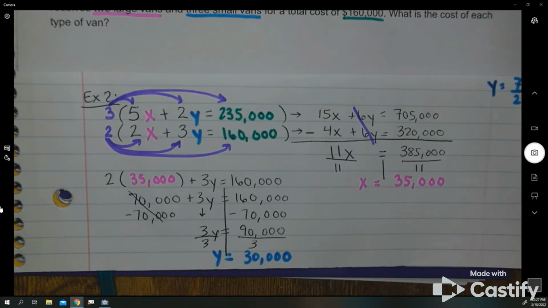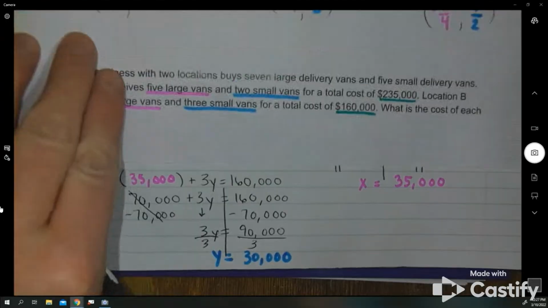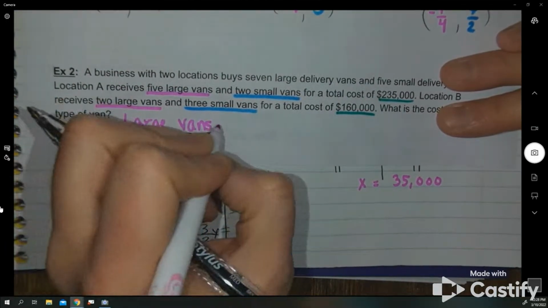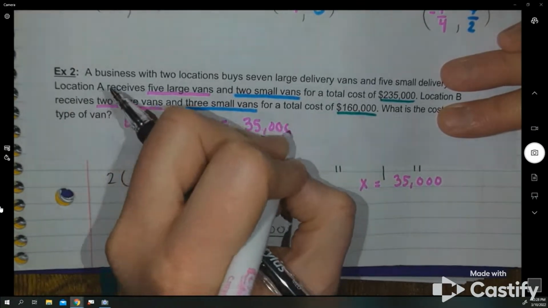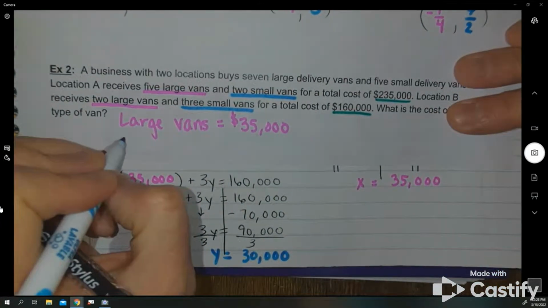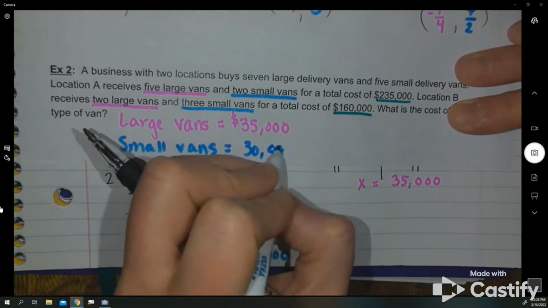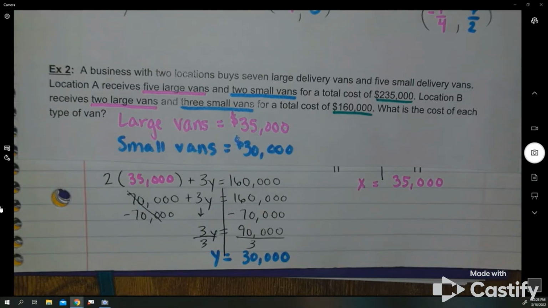So for this question, what does it mean? It means that the large vans, because large was X, cost $35,000, and our small vans cost $30,000. So it is a point on the graph, but we have to know what that point represents. So the point 35,000, 30,000 means that large vans are $35,000 and small vans are $30,000.